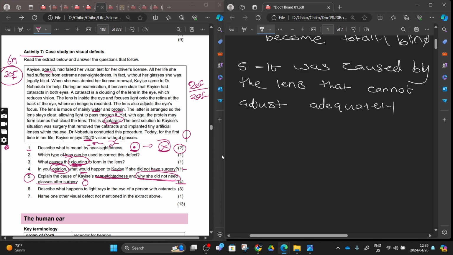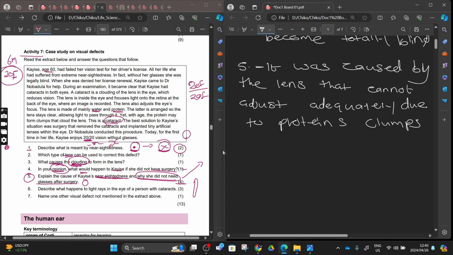For us, when we want the lens to adjust for nearsightedness, we know that when we are moving something away, the lens has to adjust like this, right? So because our lens was not adjusting adequately due to protein clumps, it was caused by the lens that cannot adjust adequately due to protein clumps, or due to protein clouding.